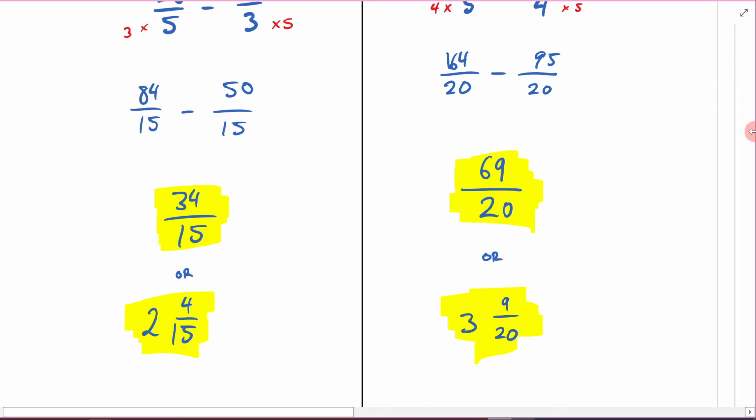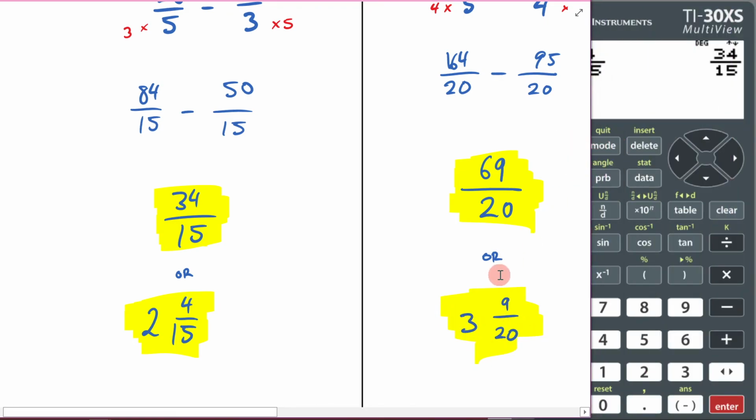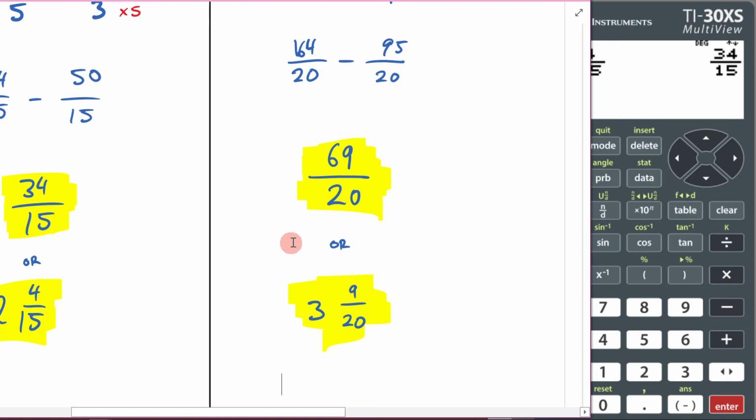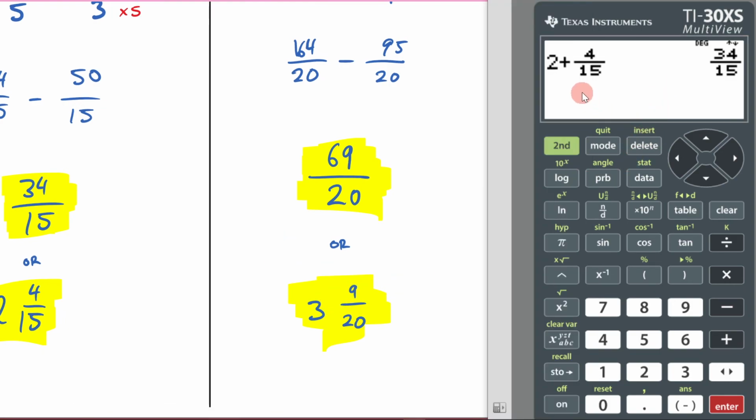And if we just check this for a moment, if we come over here and I come to my calculator and I put in what's 3 plus 9 on 20, it will give it to me as an improper fraction. So ready? 3 plus 9 on 20 should give me 69 on 20, and it does. Bang, we got it right.